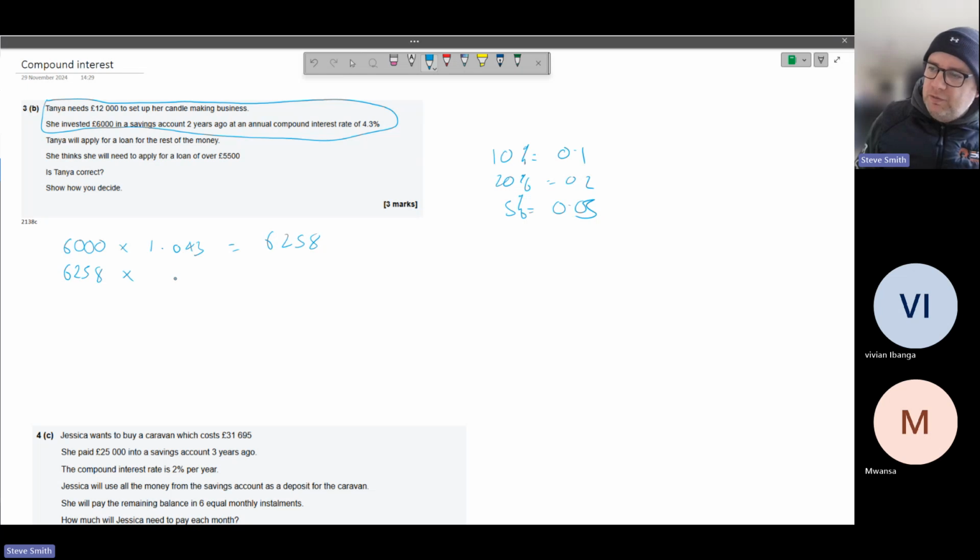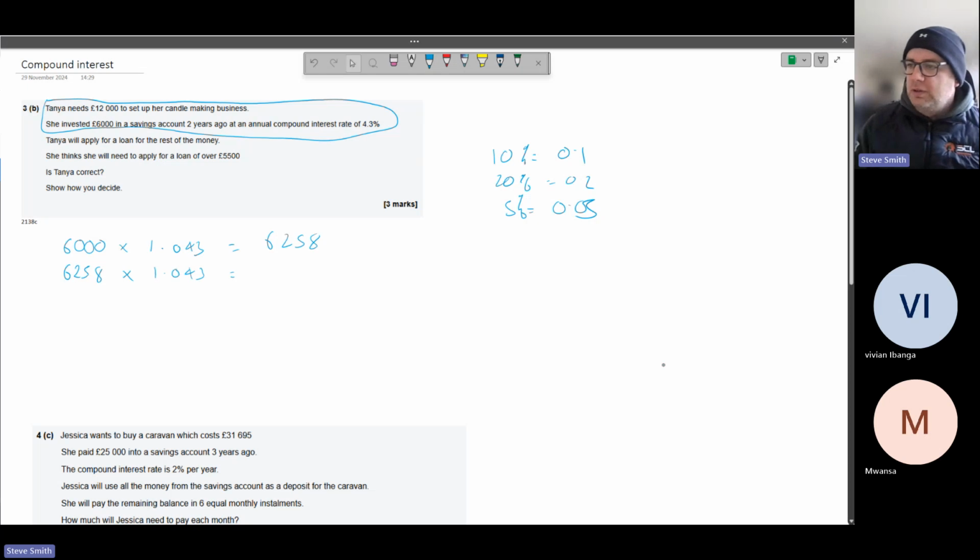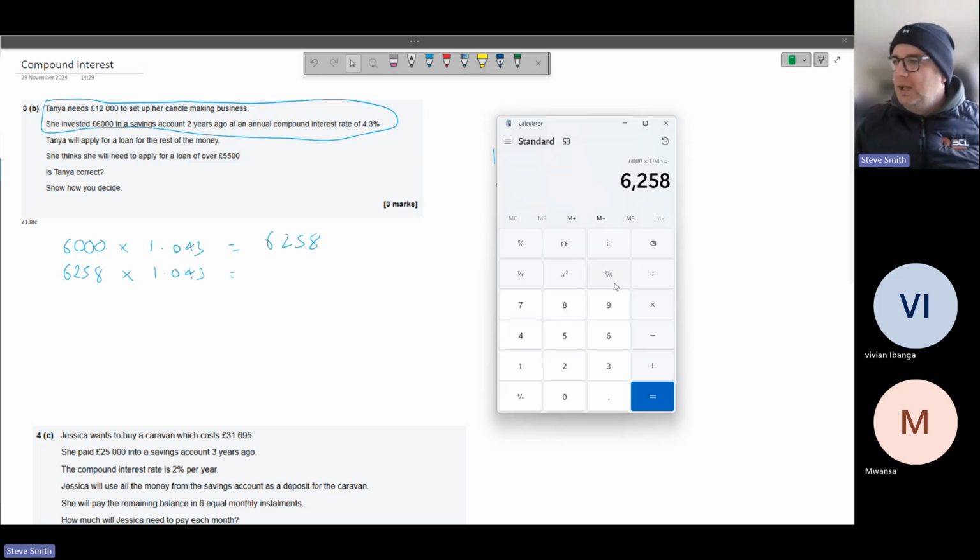And if I didn't have my calculator open and I closed it by accident, all I do is collect that number, put that in my calculator and do the same again, times by 1.043. But because we've got it in our calculator still, we're just going to press equals and that's done the same sum for us again.